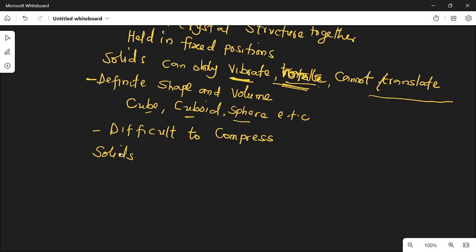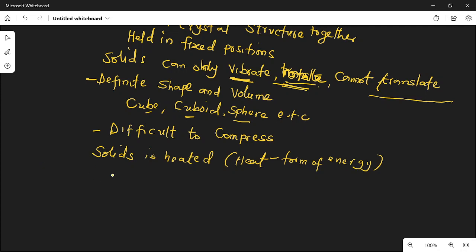For our solids, please listen. When our solid is heated, you will agree with me that heat is a form of energy. Heat is actually a form of energy, and when we talk about energy, we are talking about the ability to do work.